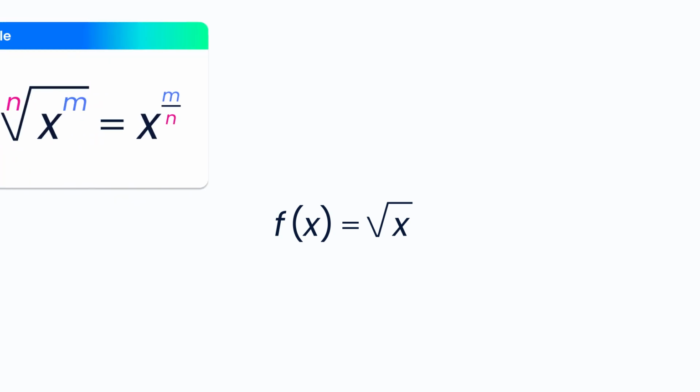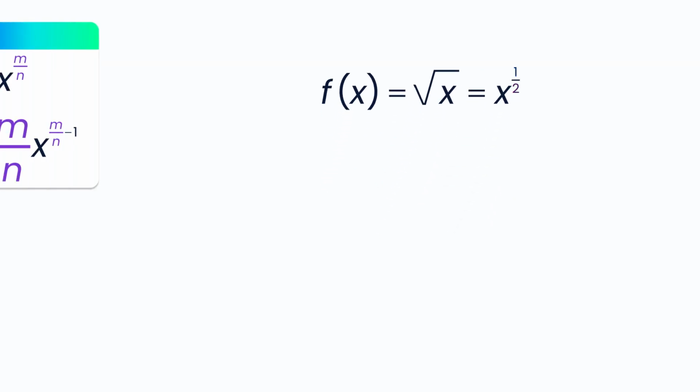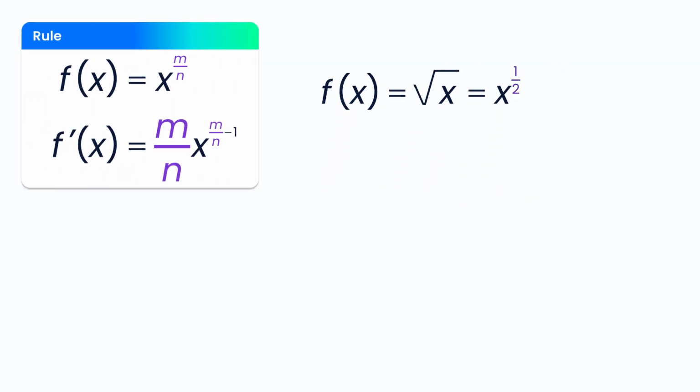Let's look at an example. Find the derivative of the function f of x equals the square root of x. You'll rewrite this as a power function using a power rule. In this case, remember that a square root is a root of degree 2, and the x inside the root is to the first power. This gives you x to the power of 1/2. When using the rule for differentiating a power function, you insert 1/2 for m over n. So you get 1/2 times x to the power of 1/2 minus 1.